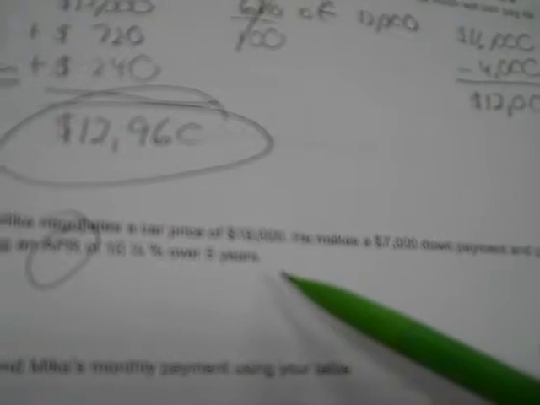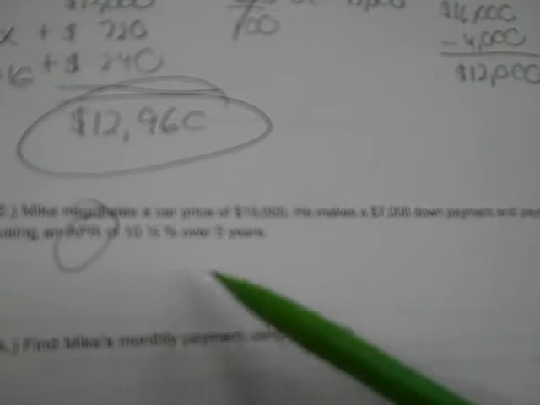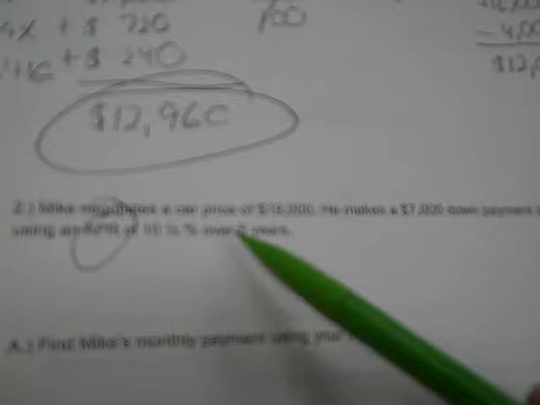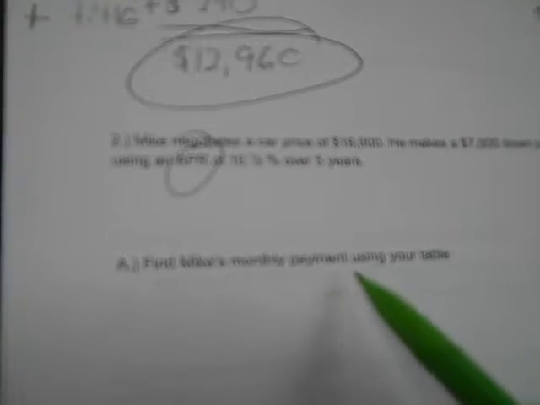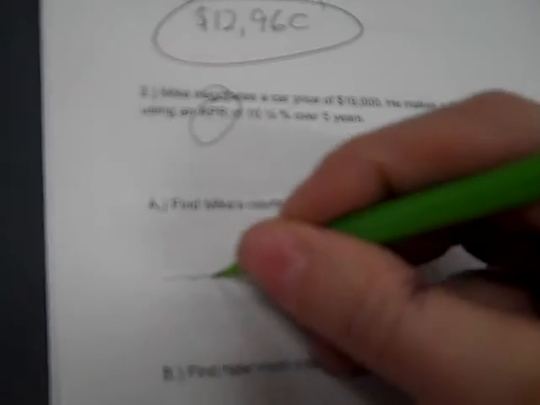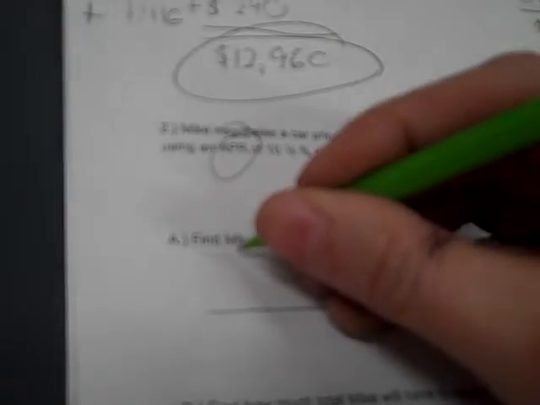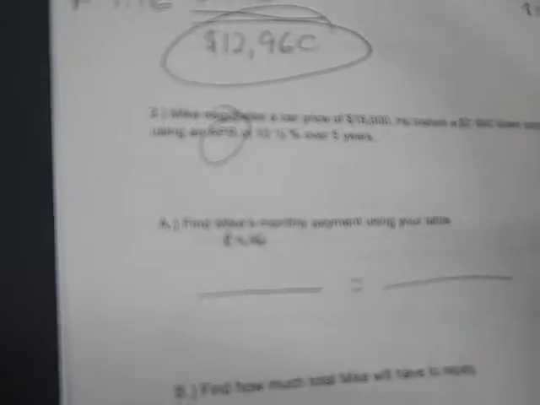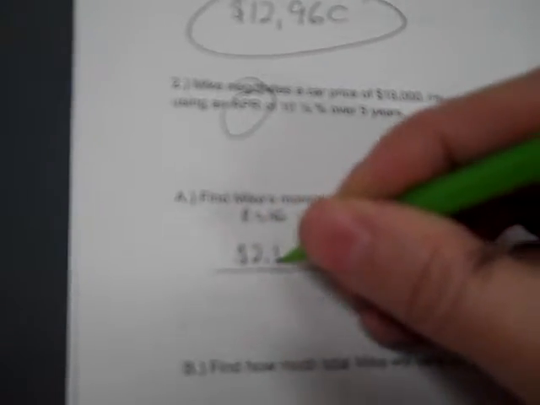Okay, now the next one, APR, means I'm going to use my table right here, okay? Mike negotiates a car price of $19,000. He makes a $7,000 down payment, and he pays the rest using an APR of 10.5% over 5 years. Find Mike's monthly payment using your table. So what we have here is the rate. Okay, so the rate, 10.5 over 5 years, is $2.15. That's per $100.